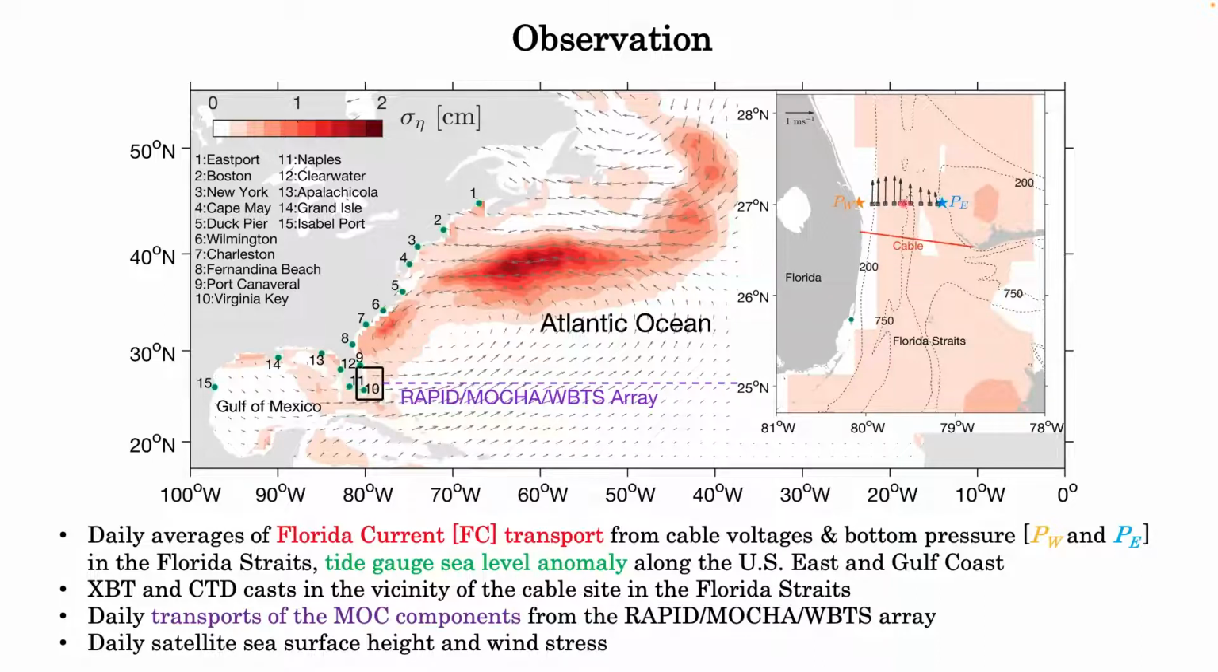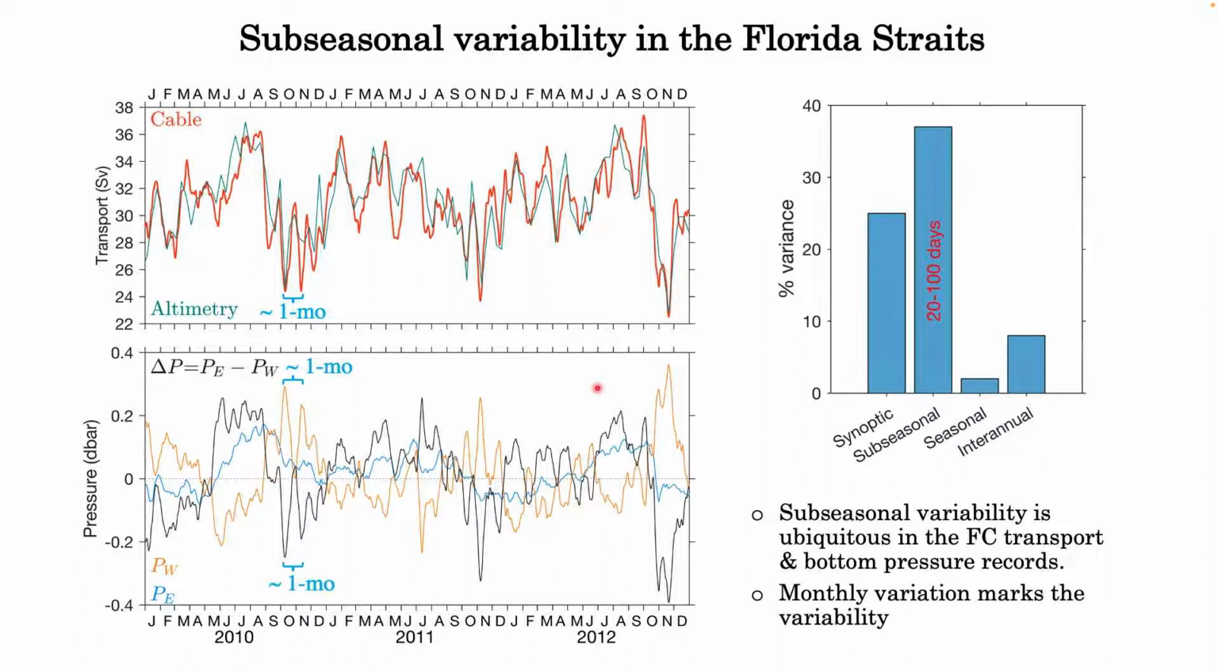And then in addition to those primary data, we also analyzed XBT, CTD data obtained from these 9 stations across the straits in order to demonstrate the particular structure of the waves. And then we also analyzed data from the RAPID-MOCHA array at 26.5 north. And then we also analyzed the satellite surface height and wind stress anomalies.